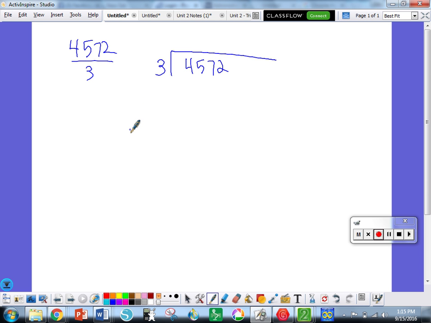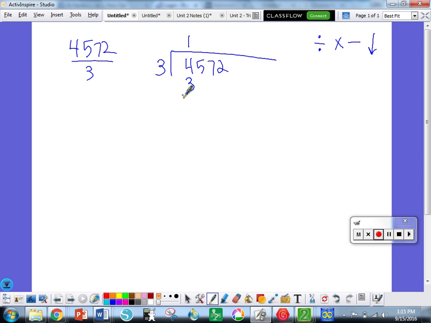What's the order? Just a reminder, last year I had somebody swear that they never learned this. So if you've never learned this, here it is. The order goes divide, multiply, subtract, and then you bring the number down, right? And you keep going until you run out of numbers. So divide, 4 divided by 3 is 1.